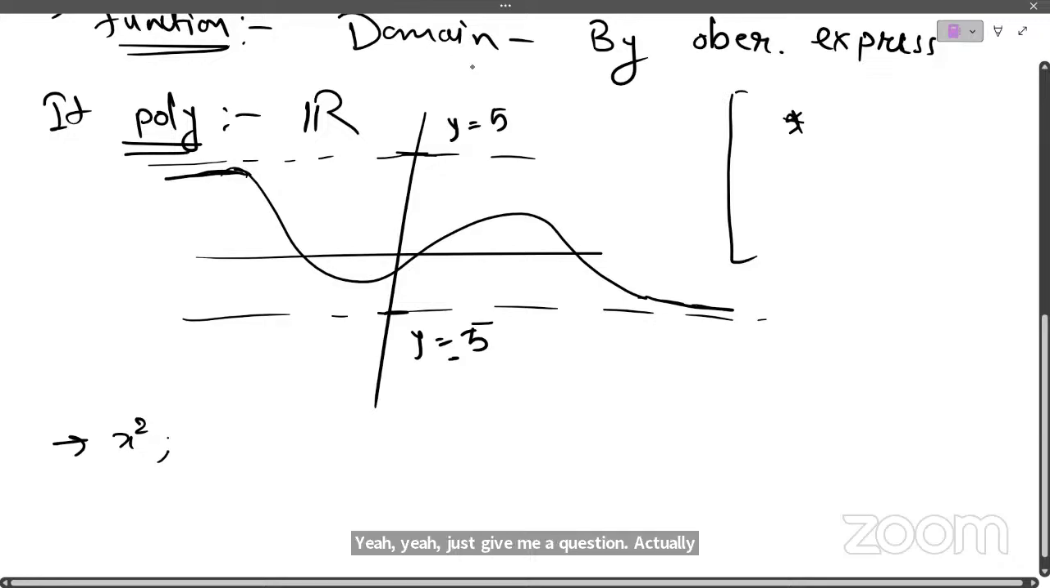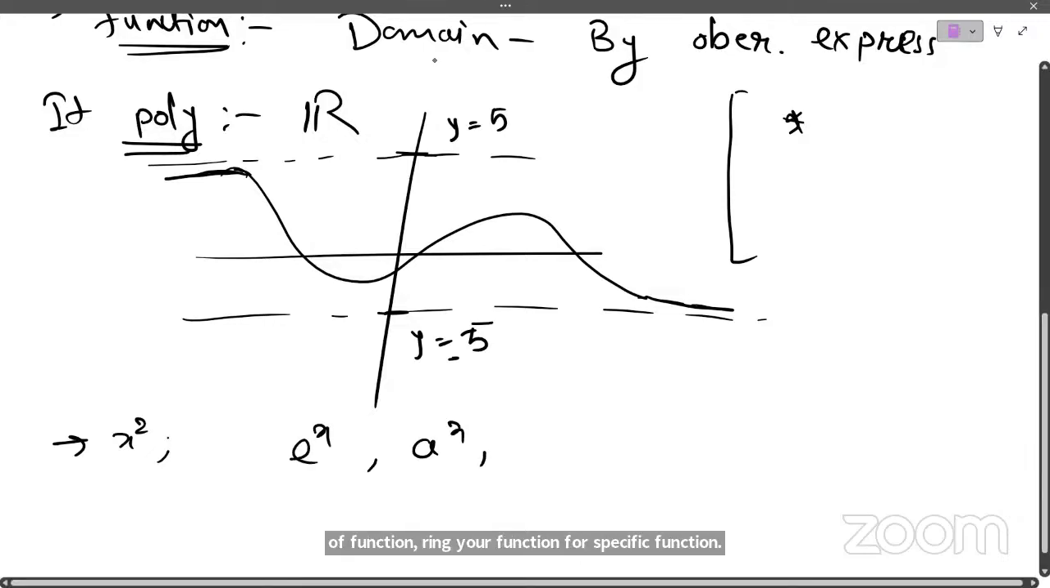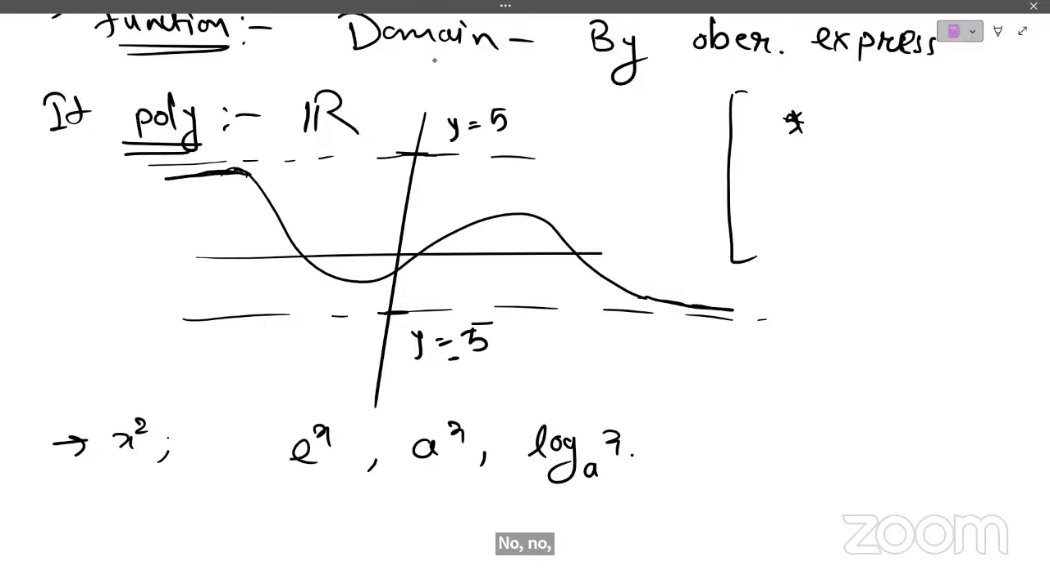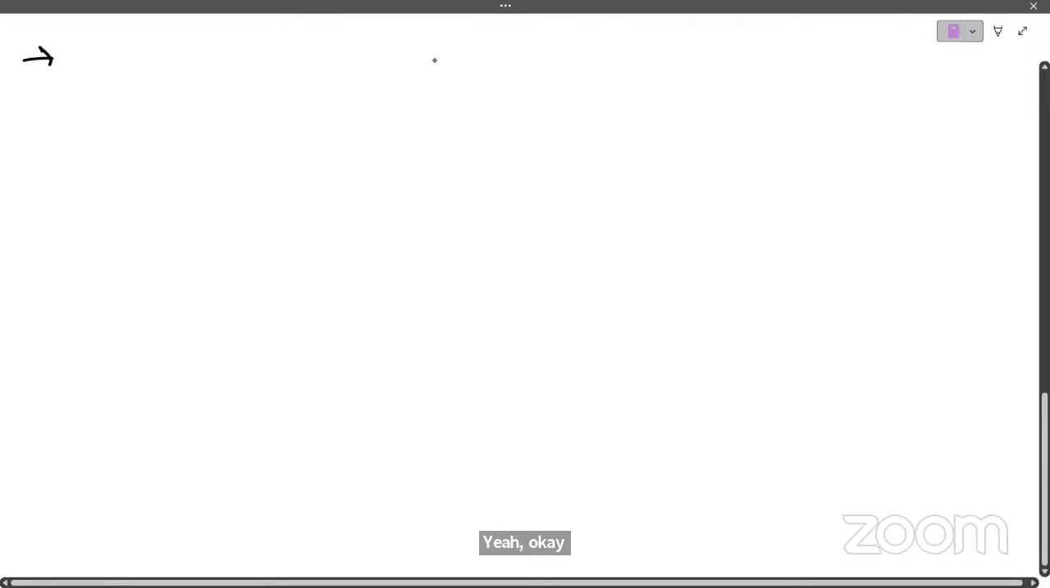Actually, the range of the function, we haven't talked about in the lectures, right? We defined what is the domain of a function, and the range of a function for specific functions. You know what is the range of exponential, e to the power x, a to the power x, log base a of x, right? Yes, ma'am. When we go for composite functions, f of g, we have to determine what is the range of g, because that becomes the domain of f. So that kind of problems we can solve. Okay, now I got it. Ma'am, can I tell the question?